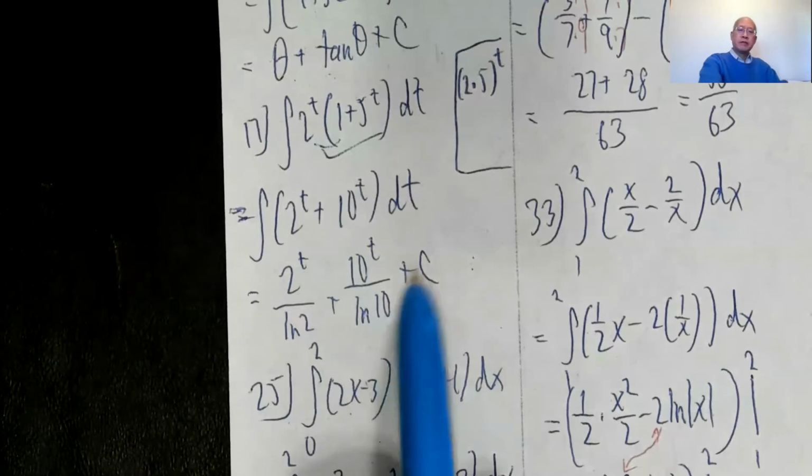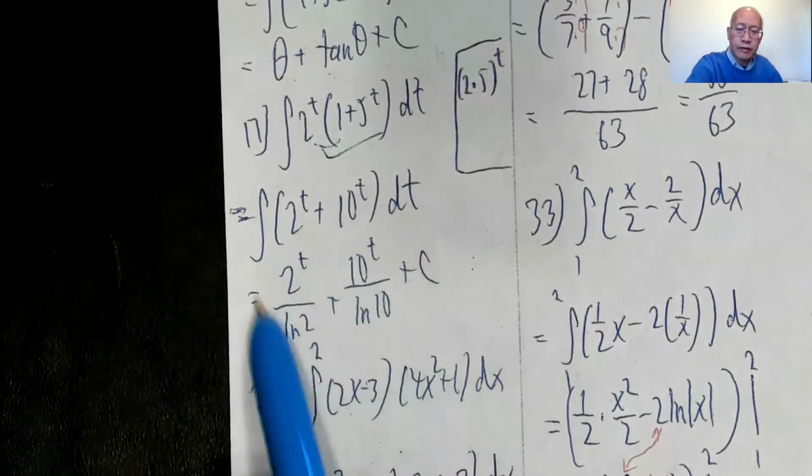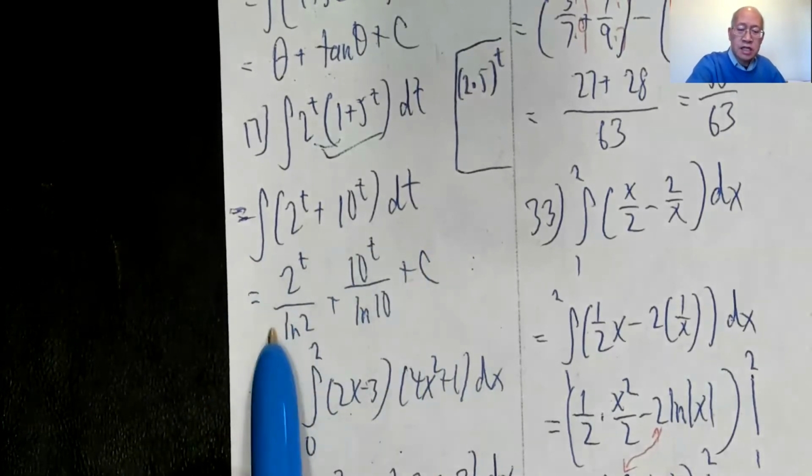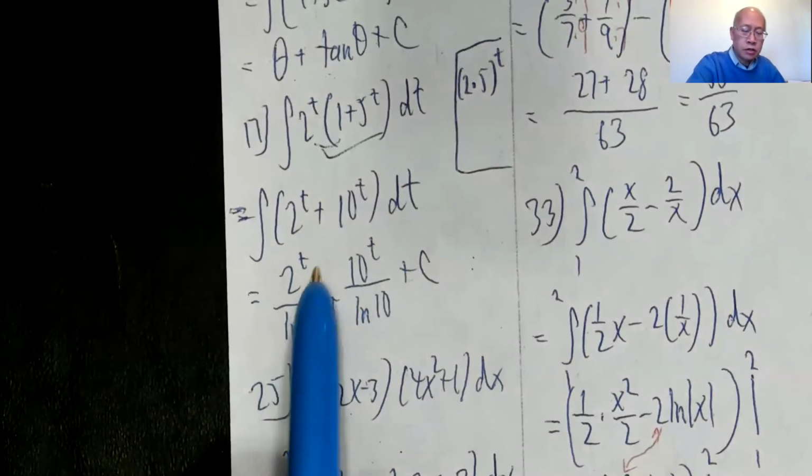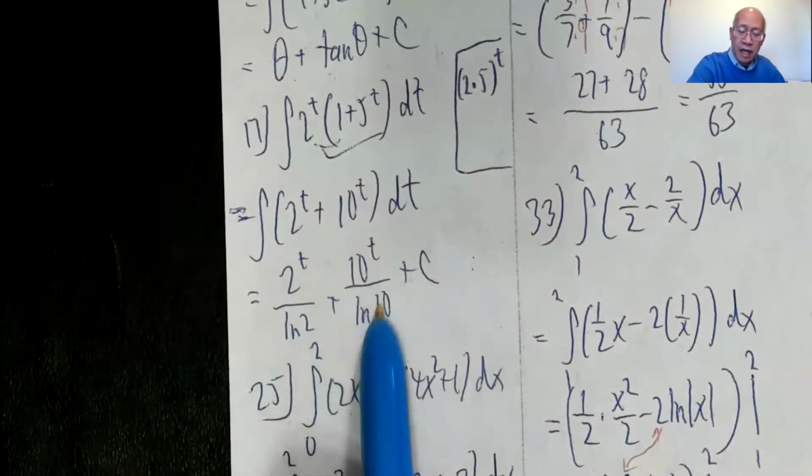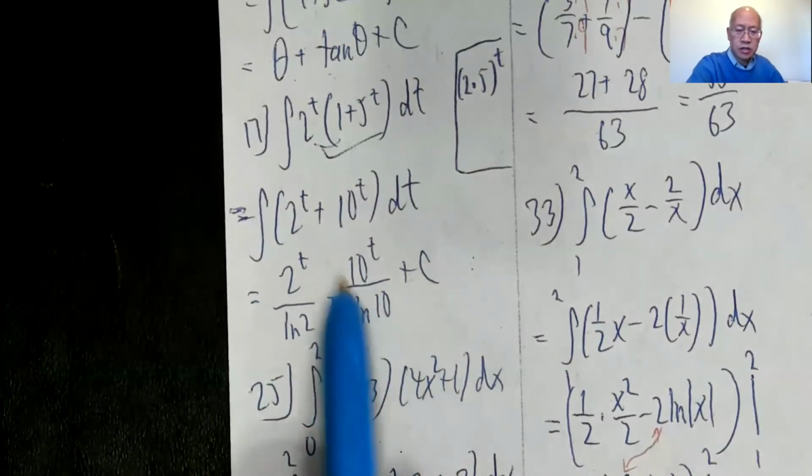plus c. By the way, I double check. What's the derivative of this? Derivative of this is the same thing times ln 2. ln 2 cancels out. Derivative of this is same thing times ln 10. ln 10 cancels out, so you get that back.